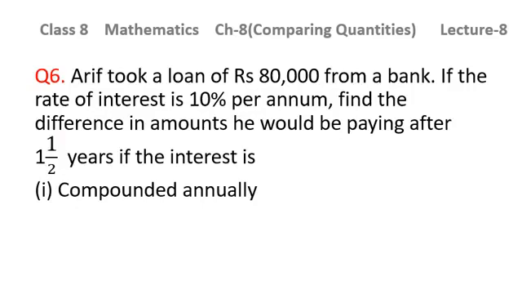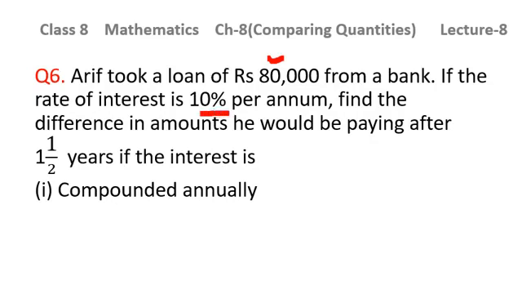So coming to question number 6, it is: Arif took a loan of rupees 80,000 from a bank. If the rate of interest is 10% per annum, find the difference in amounts he would be paying after 1.5 years if the interest is compounded annually. This is the first part. Here in this question, principal is given to you as 80,000. Rate of interest is 10% per annum.